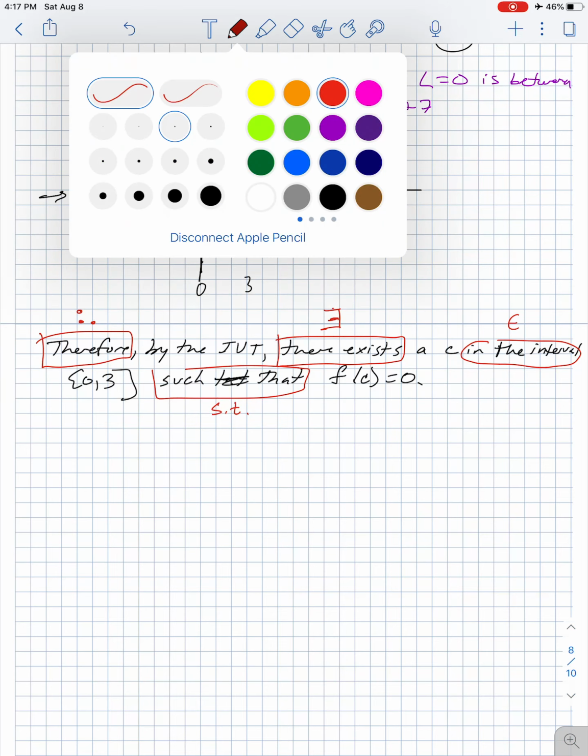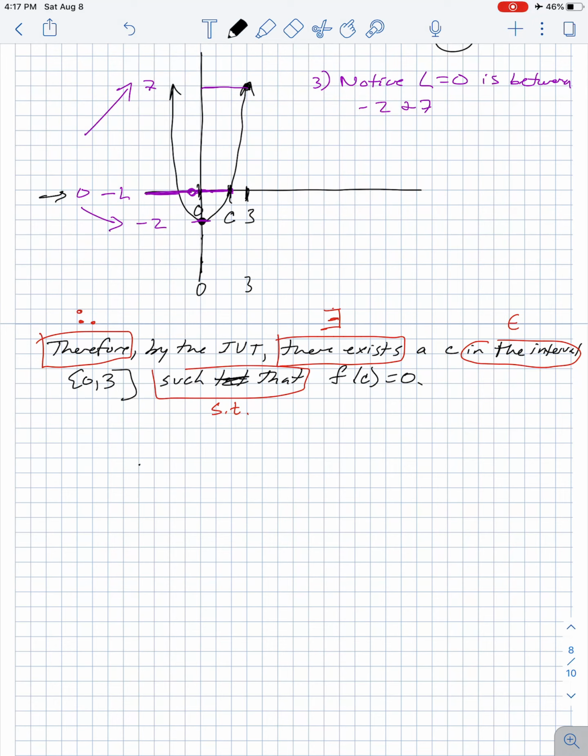So if I was going to write this in the shorthand, I would write, therefore, by the intermediate value theorem, there exists a C in this interval such that f of C equals 0. So if you're interested in that, you can use that. That's fine. If you don't like that and that's too much, you do not have to. Just want to show you that.